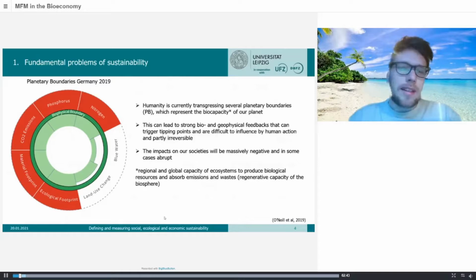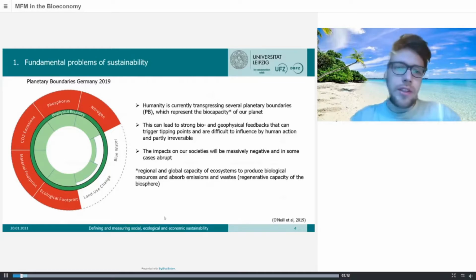And those planetary boundaries represent the biocapacity of our planet. The process of calculating such a capacity is quite complex, but you can say it's like the regional and global capacity of an ecosystem to produce biological resources and to absorb emissions and waste from our society, from our economy.